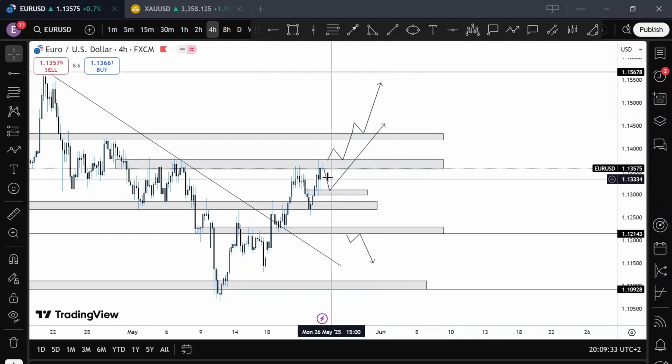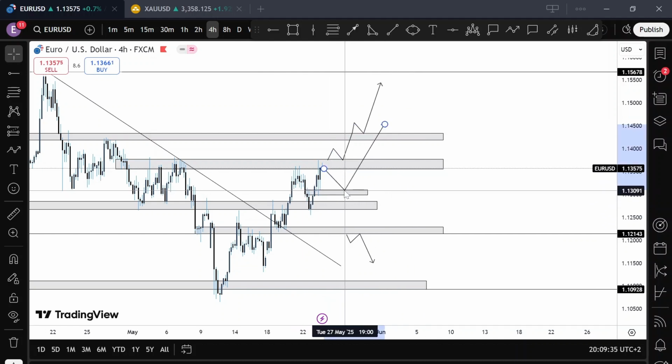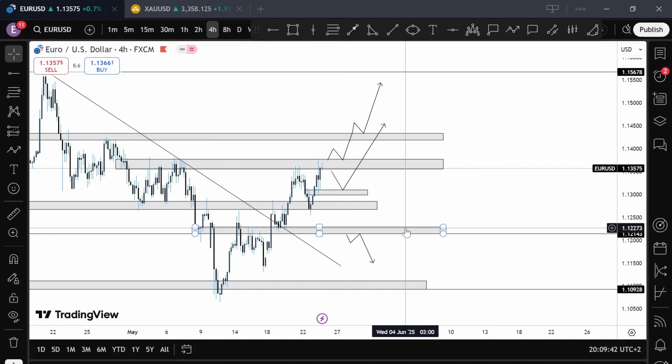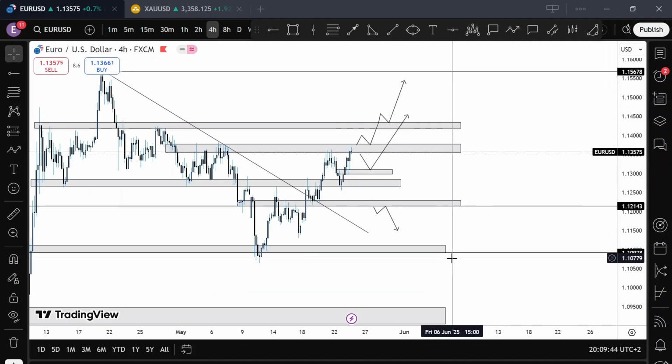But this is what I'll be looking out for at market open, either a pullback or a breakout of this region and a continuation to the upside. Okay, that's that for euro USD.